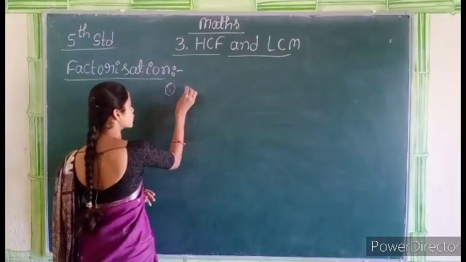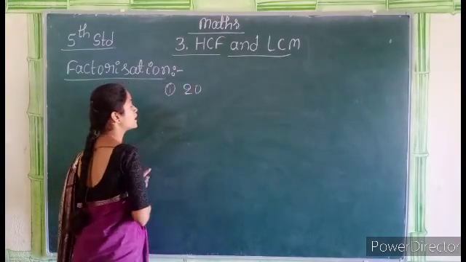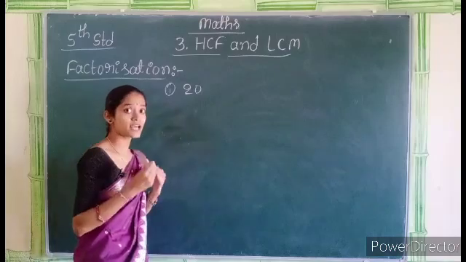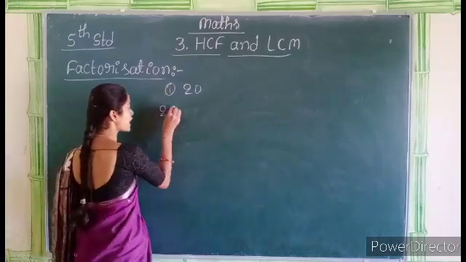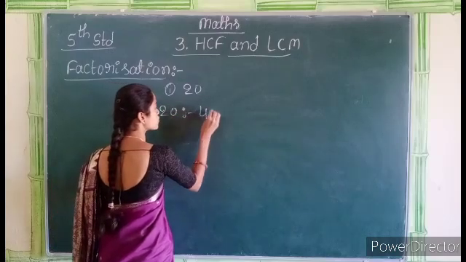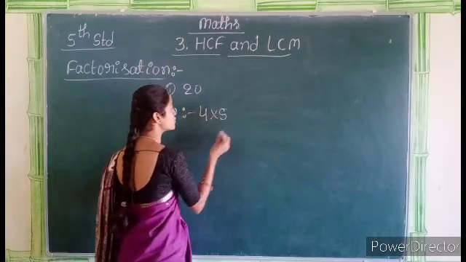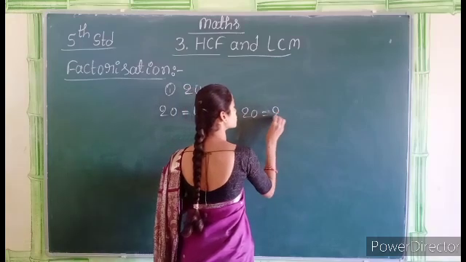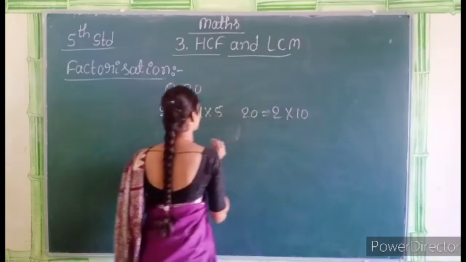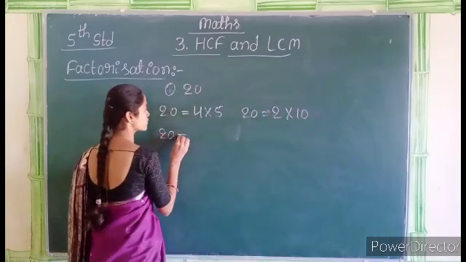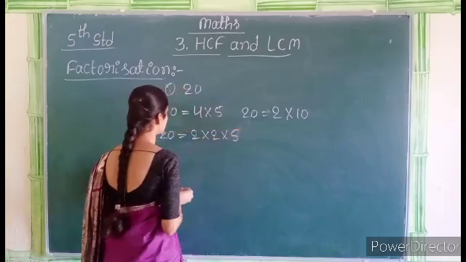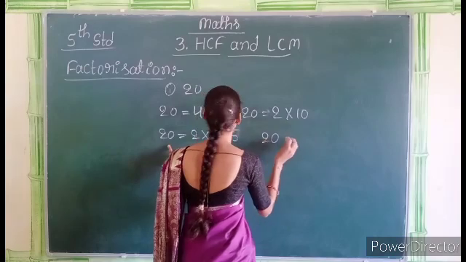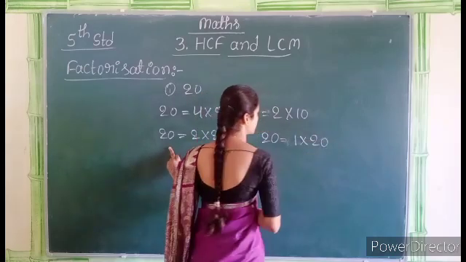Here I will consider 20. Okay, 20 can be expressed as a product of its factors in different ways. 20 can be expressed as 4 into 5, then 2 into 10, then 2 into 2 into 5, then 1 into 20.